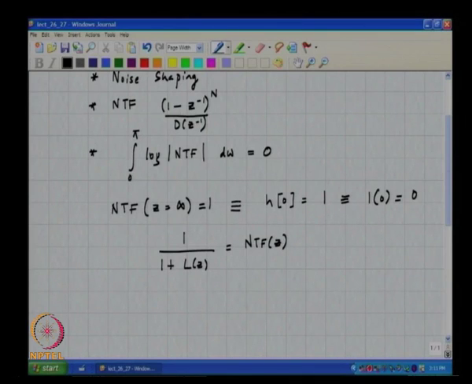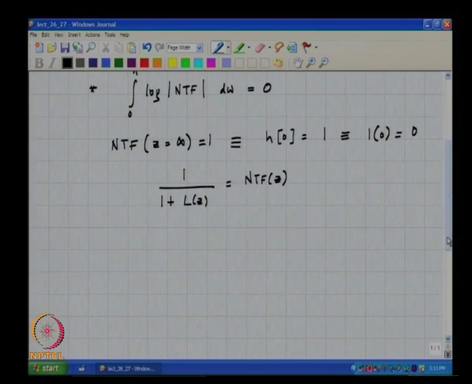So, all these are equal, all right. And so, once the noise transfer function is normalized, or the high pass filter transfer function is normalized such that it evaluates to 1 at z equal to infinity, then the modulator loop equations are written and you run a simulation where you measure the peak signal to noise ratio.